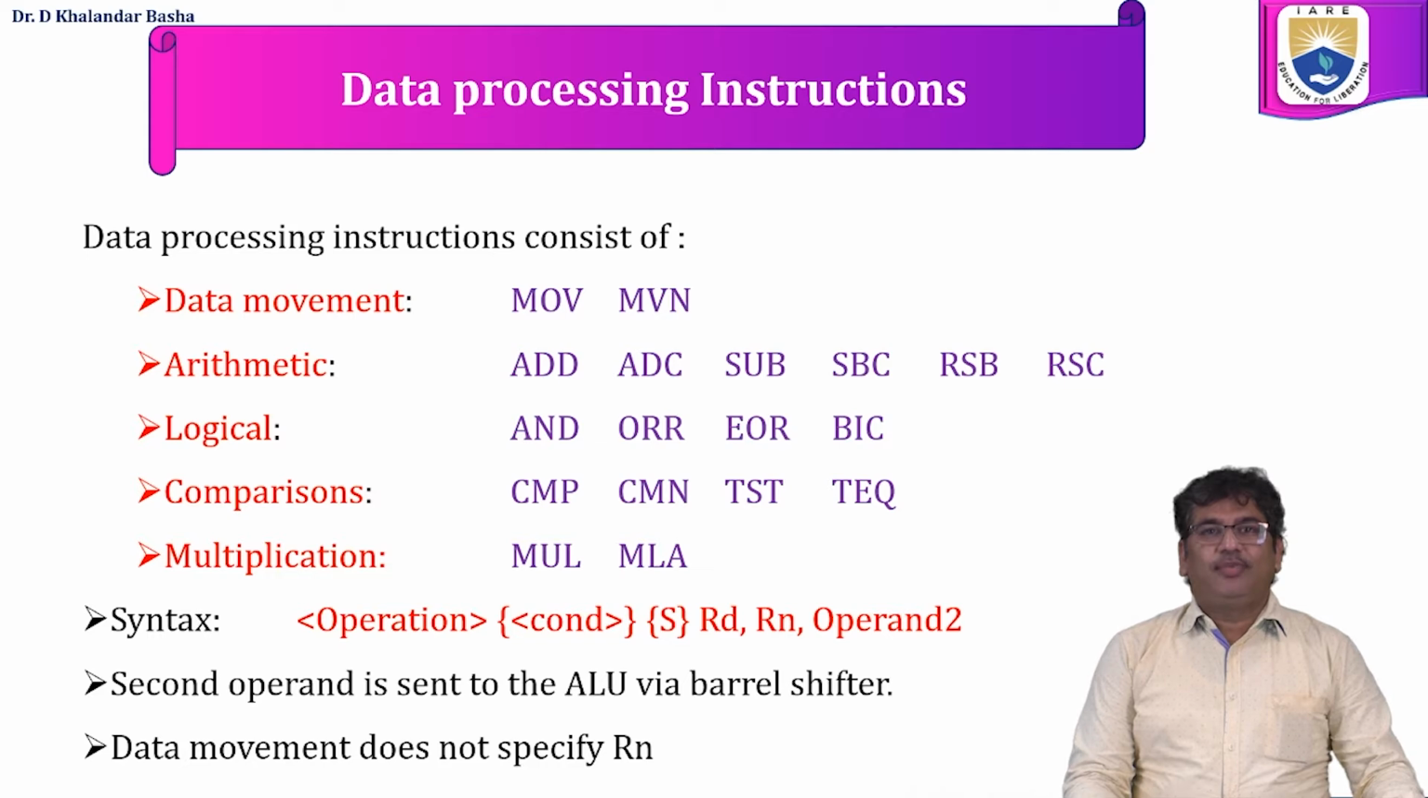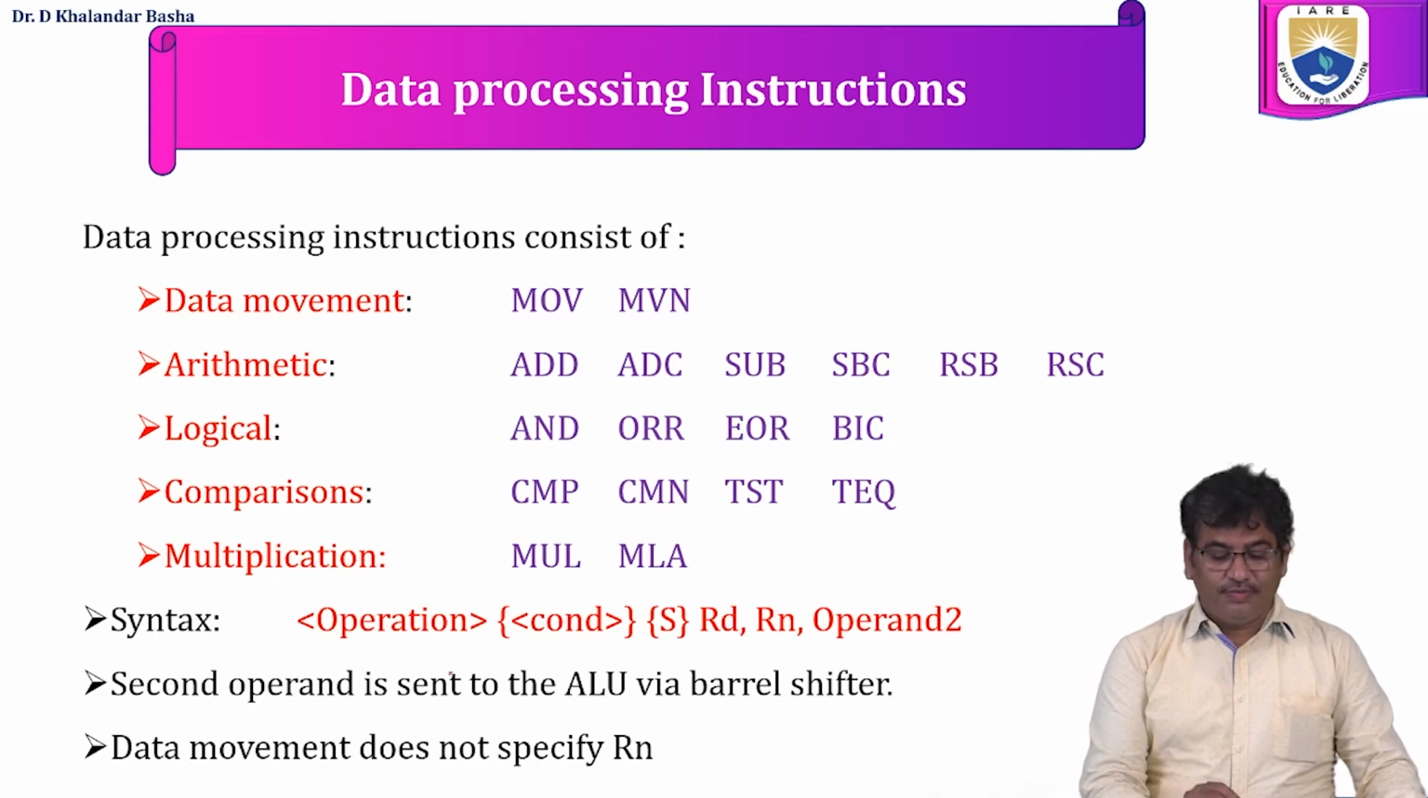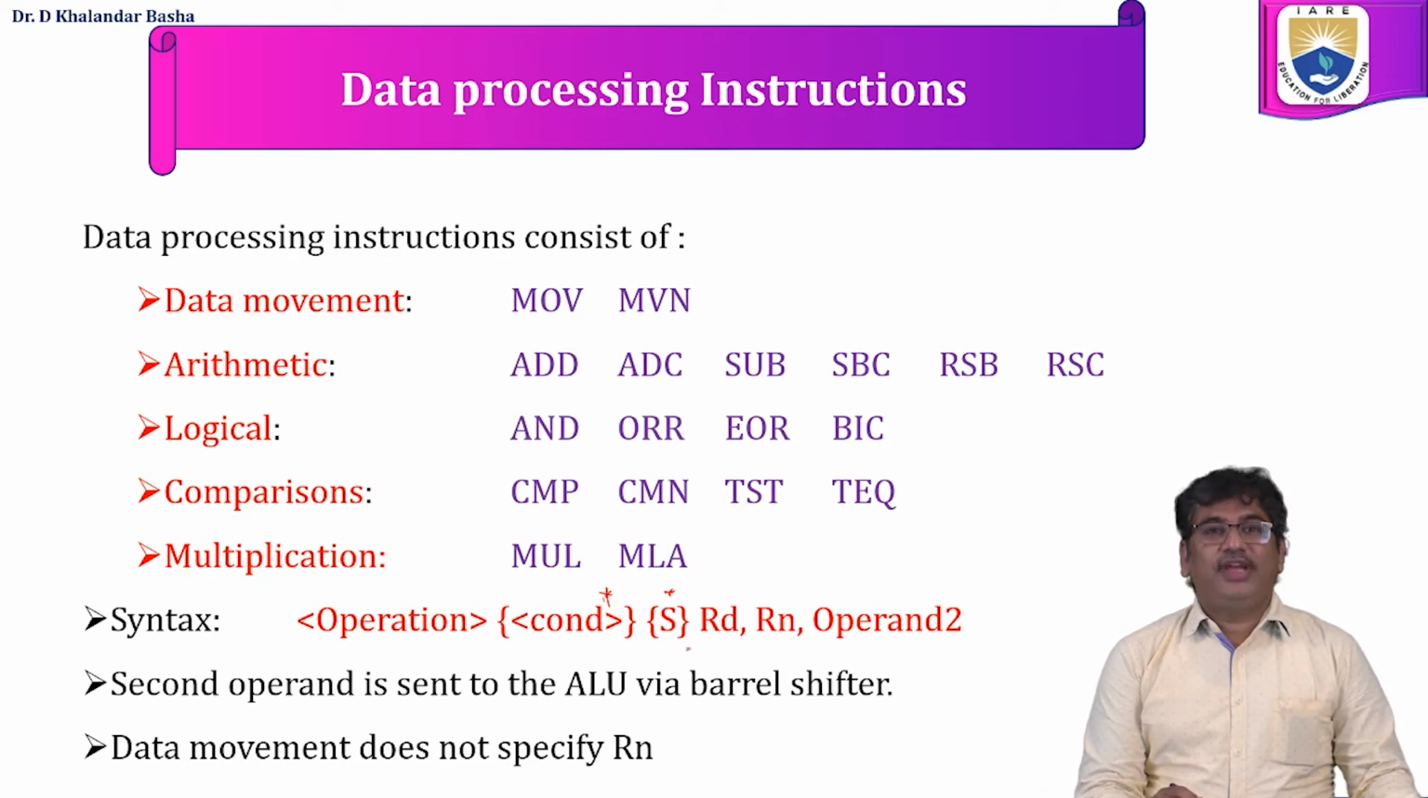The syntax of data processing instructions is operation, condition is optional. I'll put a star for this. S is also optional. If S is specified, it will update the flags in the CPSR register, then Rd, Rn, and operand 2. The second operand is sent to ALU through the barrel shifter. The data movement does not specify the Rn, whereas for the remaining instructions, Rn also will be mentioned.